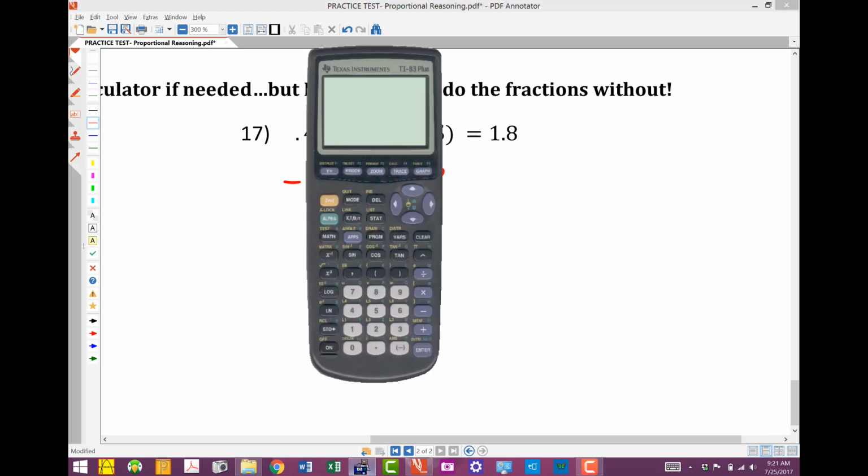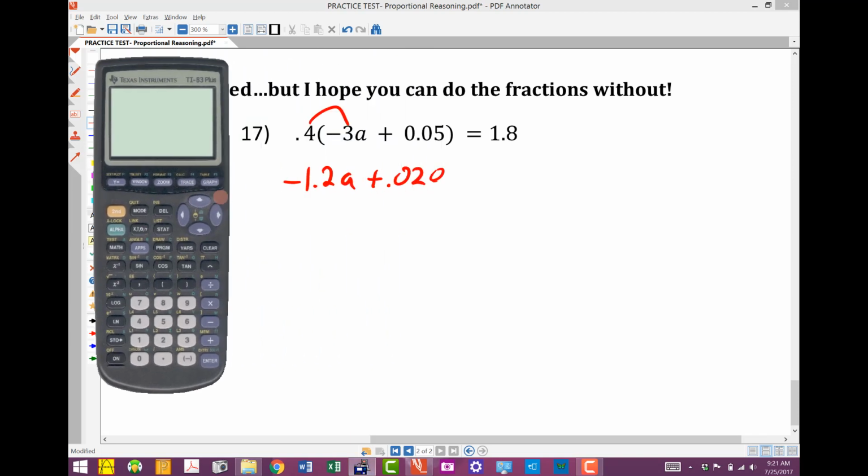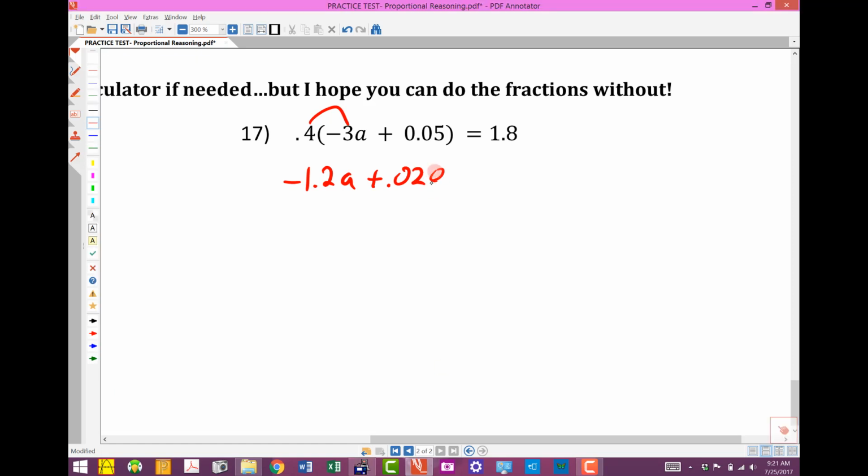I am going to double check on the calculator just to make sure. So let's see what we've got here. 0.4 times 0.05. Yep, 0.02. Okay, and I'm not going to have that 0 there. So this is 1.8. Isolate the variable terms, so we're going to subtract 0.02.